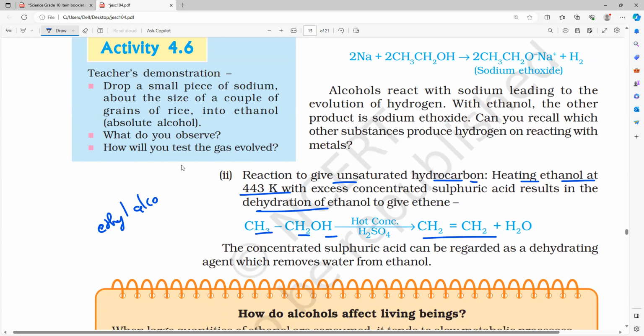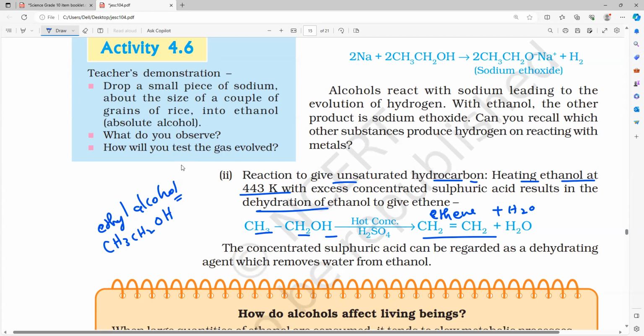Ethyl alcohol. So that you are getting water. What is the compound you are getting, everybody? Ethene plus water. Understand it? Now, ethyl alcohol, what is the formula? CH3CH2OH.